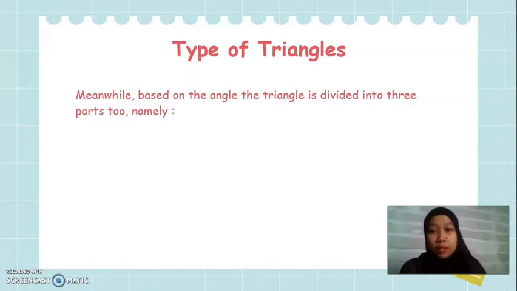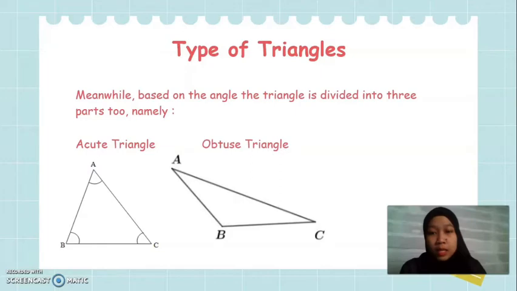Meanwhile, based on the angle, the triangle is divided into three parts too, namely, first, acute triangle. An acute triangle is a triangle with all angles less than 90 degrees. Second, obtuse triangle. An obtuse triangle is a triangle with one angle of more than 90 degrees. Third, a right triangle. A right triangle is a triangle in which one angle is equal to 90 degrees.